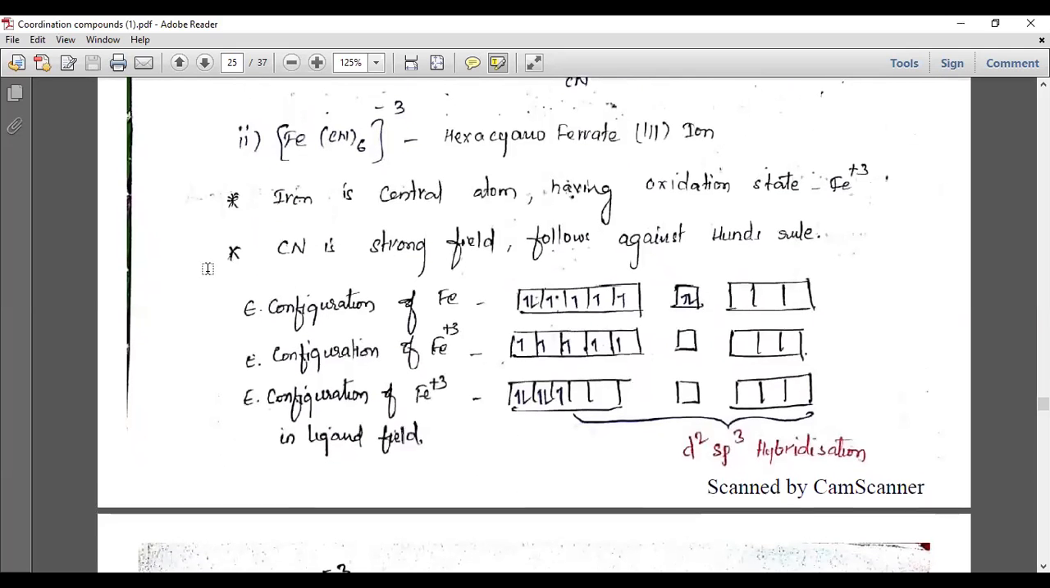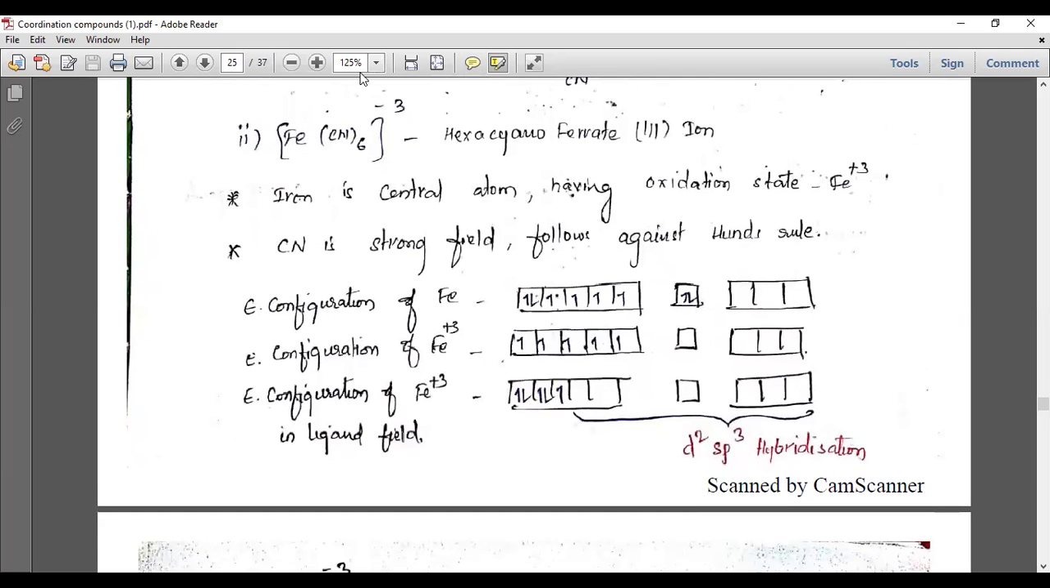So let us take this particular complex. This is also very simple and you can understand it very well. See here, what is the charge of the iron? 6 minus 3 gives plus 3, and this is the hexacyanoferrate(III) ion, which you can study in nomenclature. Now we'll see the hybridization of this. Is it d2sp3, and why is it d2sp3? Why not sp3d2? That we will understand here.